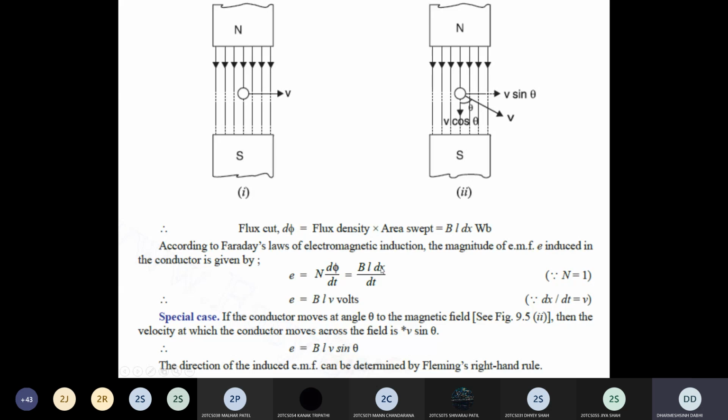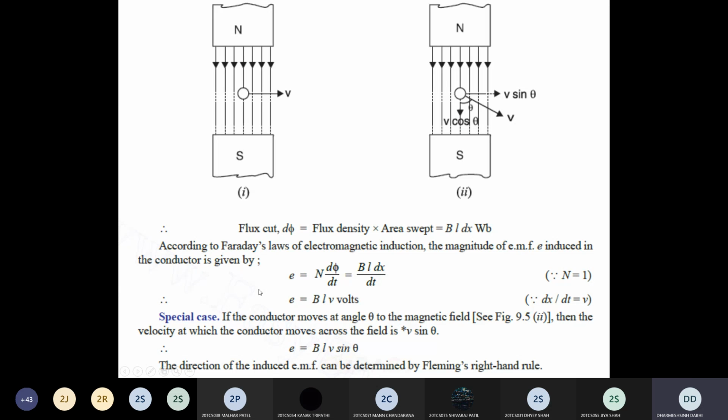And as we know, dx by dt is the rate of change of distance with respect to time, which is nothing but velocity. Clear? So dx by dt is replaced by velocity v. Now you get another equation of induced EMF in terms of flux density, length and velocity, that is E is equal to BLV volt. Here B is the flux density, L is the length of the conductor, and V is the velocity at which the conductor is moving in the magnetic field.